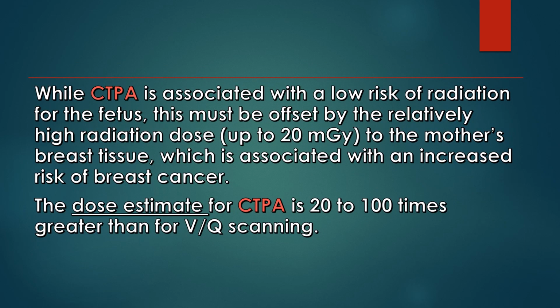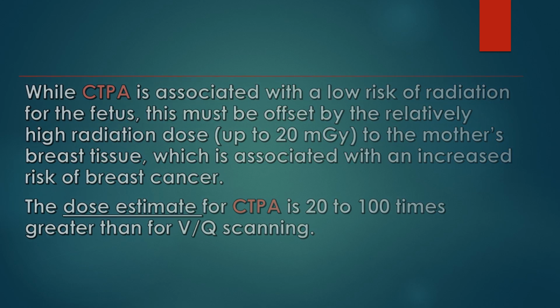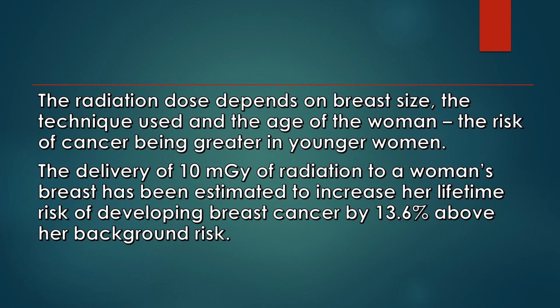While CTPA or computerized tomography pulmonary angiogram is associated with a low risk of radiation for the fetus, this must be offset by the relatively high radiation dose, up to 20 milligray, to the mother's breast tissue, which is associated with an increased risk of breast cancer. The dose estimate for CTPA is 20 to 100 times greater than for VQ scanning. The radiation dose depends on breast size, the technique used, and the age of the woman, the risk of cancer being greater in younger women.